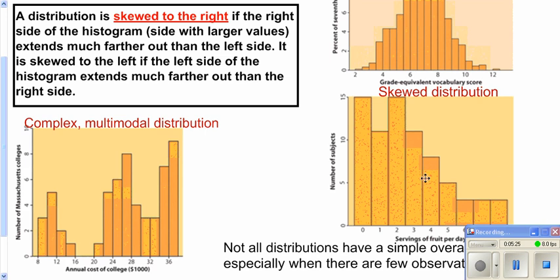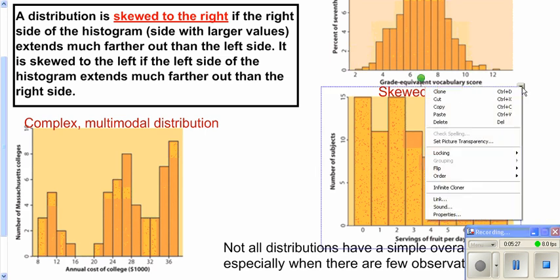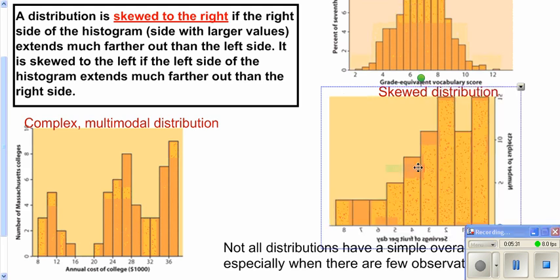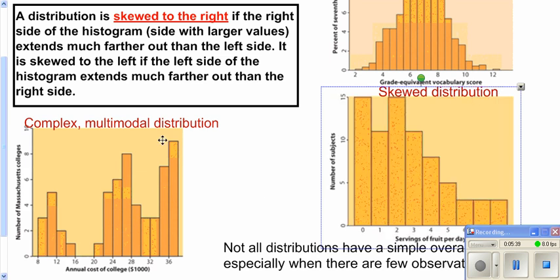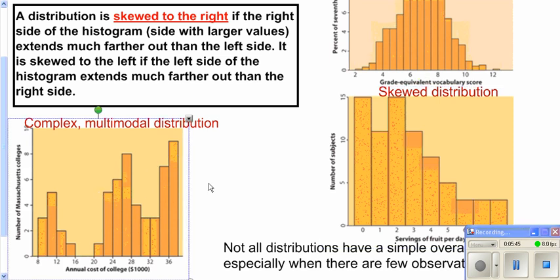Now, if I go ahead and flip this, we would now say it's skewed to the left because your tail's going off to the left. So when we're talking about skewed, you're referring to it being skewed in the direction of the tail. This one over here, we're going to say does not necessarily fit symmetrical or skewed.